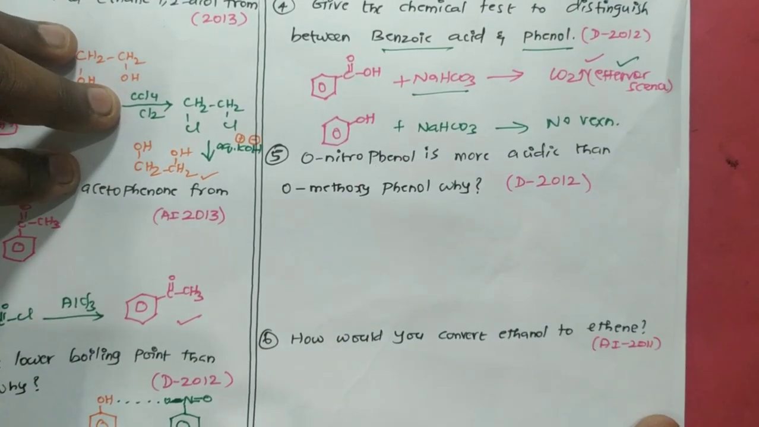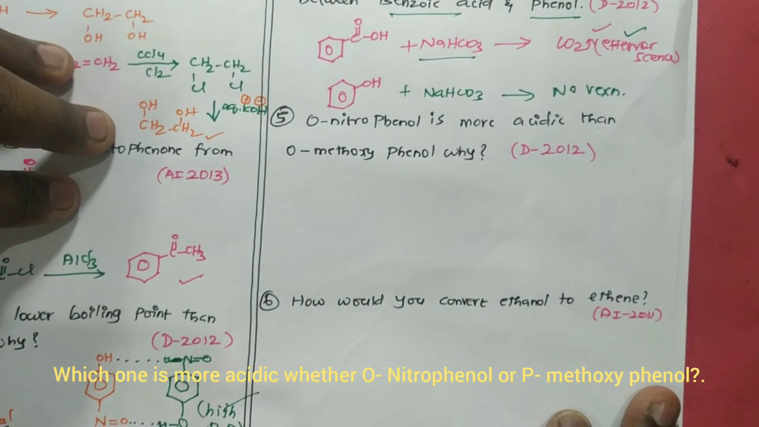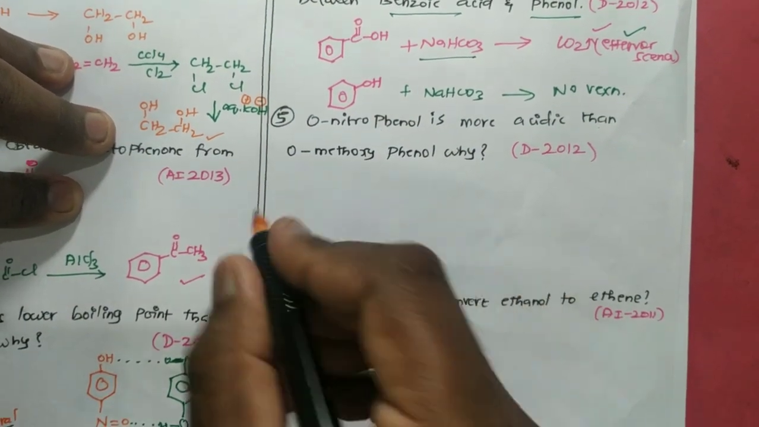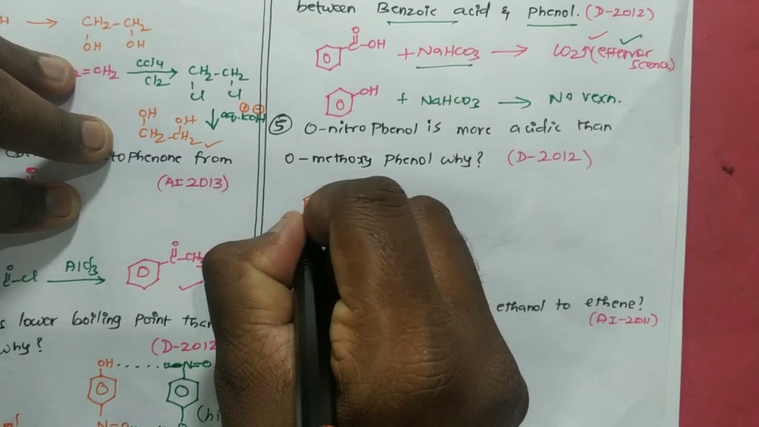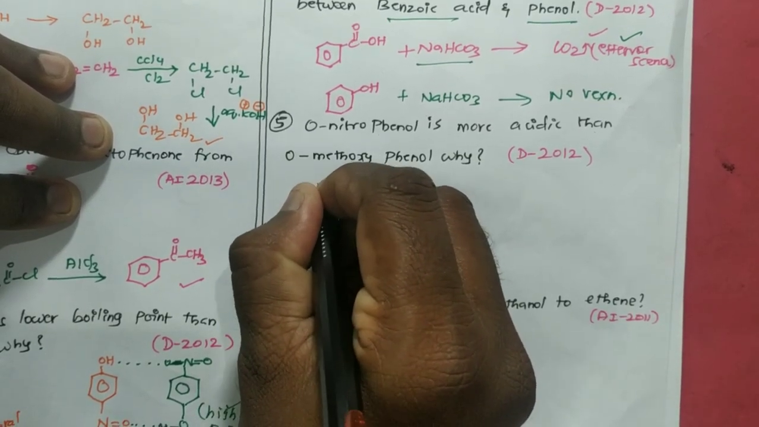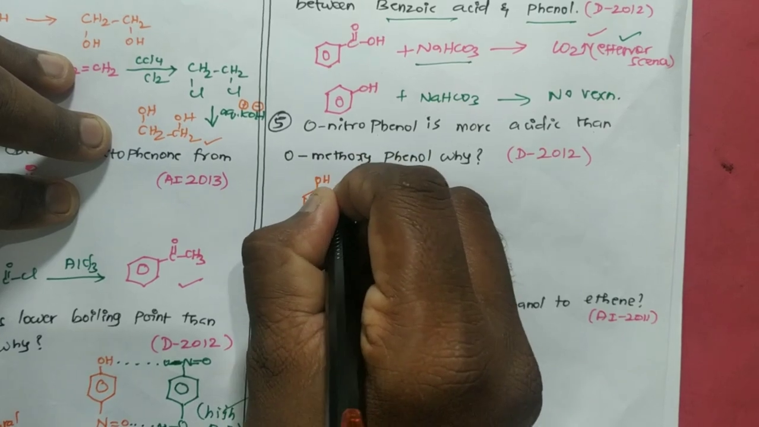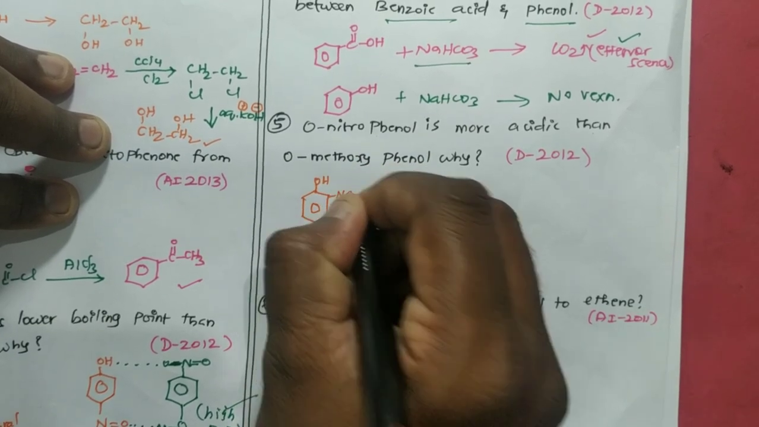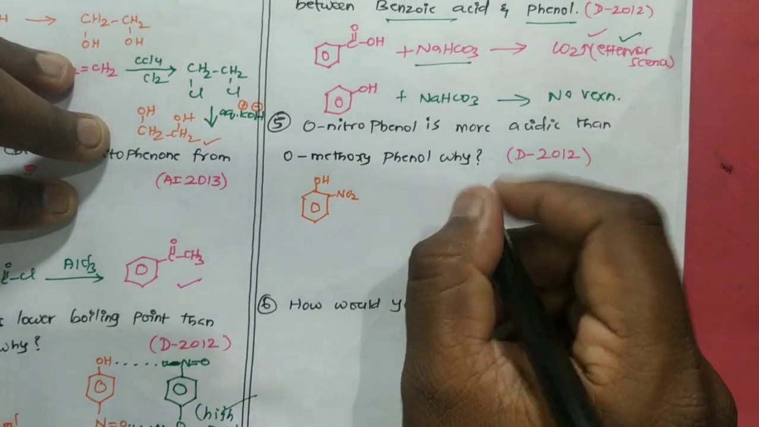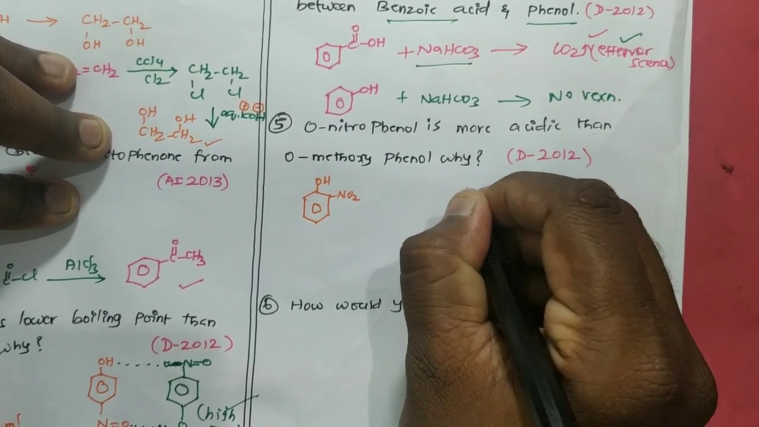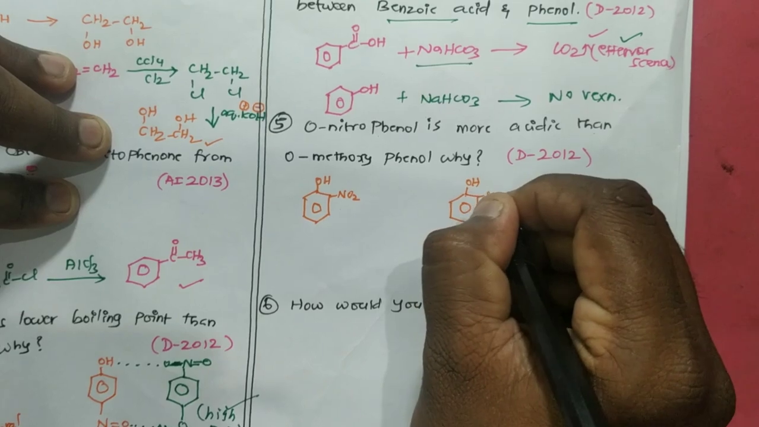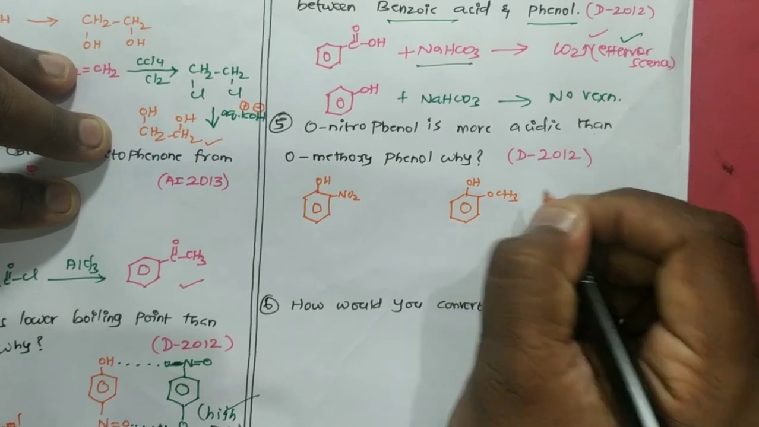And ortho-nitrophenol is more acidic than ortho-methoxyphenol. Why? First of all, we have to write the structure of ortho-nitrophenol. Ortho-nitrophenol in the sense, I have to take a phenol along with that NO2. This is ortho-nitrophenol. Then ortho-methoxyphenol. Ortho-methoxyphenol in the sense the methoxy group is existing, there is an OCH3 group existing.